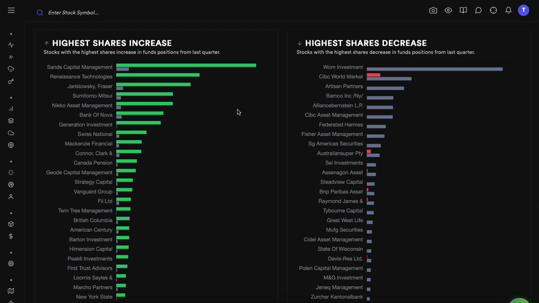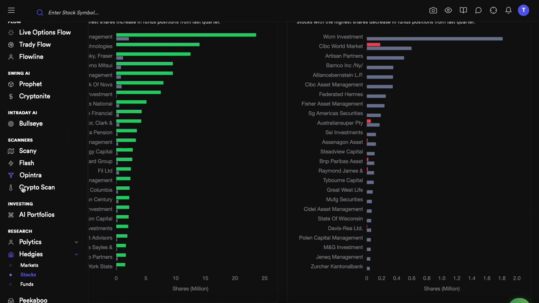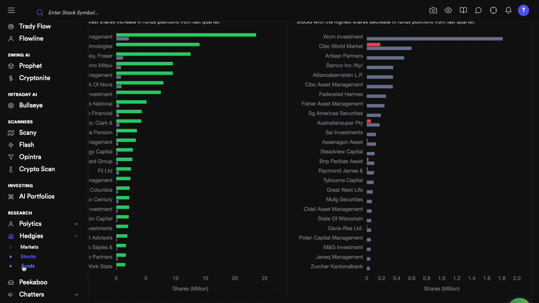Then we can see which funds actually increased positions, which funds exited positions, things like that. So the WCM investment fund, they exited all of their positions. They had about 2 million shares. Now they have none. So they went away. But then we can see all of these funds adding positions. So that's about how you analyze a stock based on hedge fund positions.